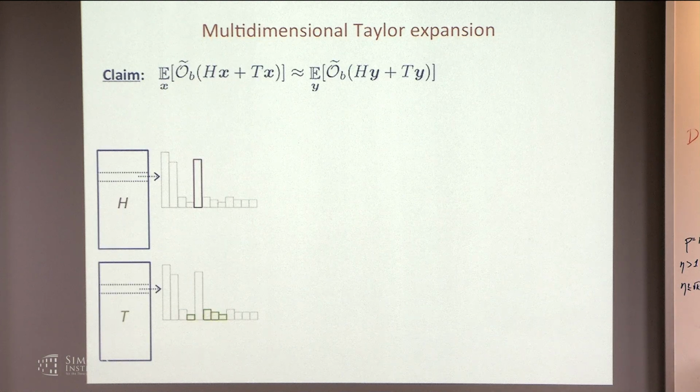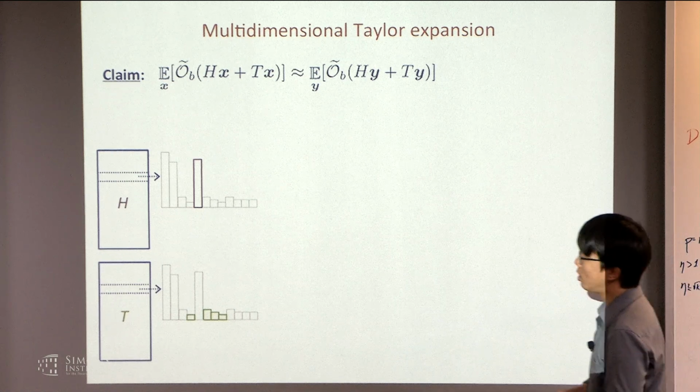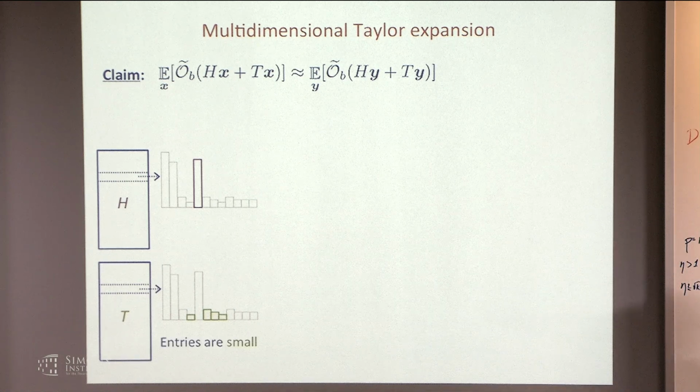Okay, so our goal is to show that Hx plus Tx is close to Hy plus Ty with respect to the distinguisher O tilde. T is the tail variables. That's a nice property. All the entries are small and spread out. This may not be true for H, but H also has a nice property. H is going to be sparse. Every row is going to be sparse.